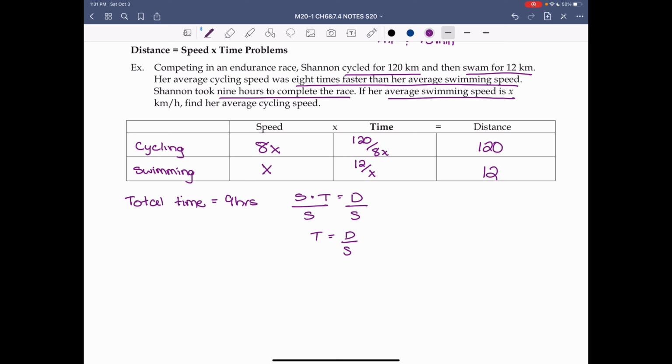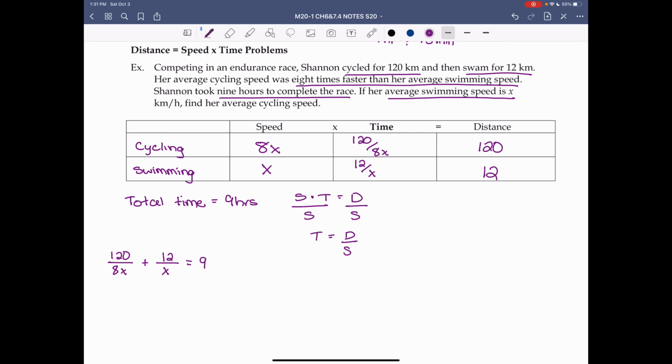Once our table is filled in, we can write an equation. We should always have some other piece of information that doesn't fit in our table, which for us was the total time equals 9 hours. We have expressions to represent the time for each activity, so we can write the equation 120 over 8x, which is the time spent cycling, plus 12 over x, which is the time spent swimming, is equal to 9 hours, the total time it took her to complete the race.